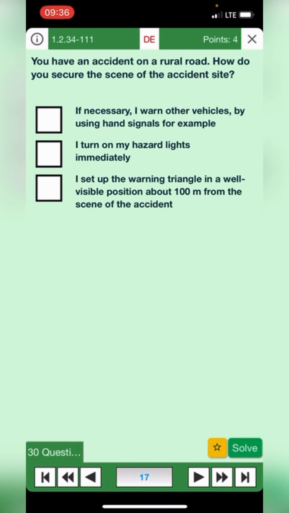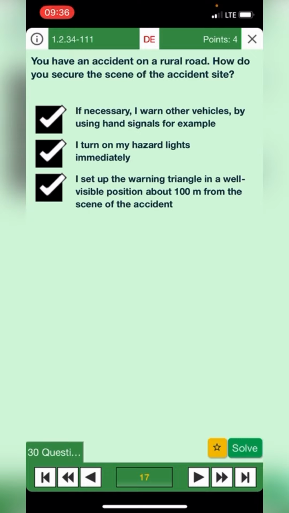Okay, let's continue. You have an accident on a rural road. How do you secure the scene of the accident? If necessary, I warn the other vehicles by using hand signals, for example. Yes. I turn on my hazard warning lights immediately. Yes. I set up the warning triangle in a well visible position about 100 meters from the scene of the accident. Yes. Okay, this is all right.